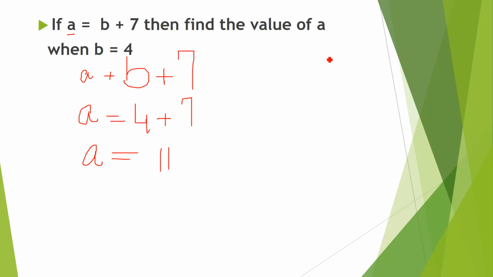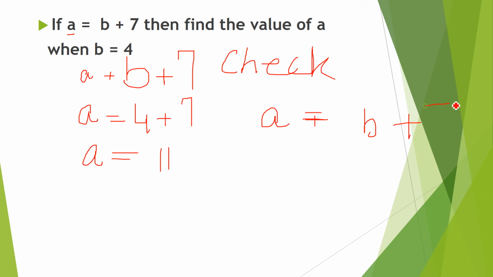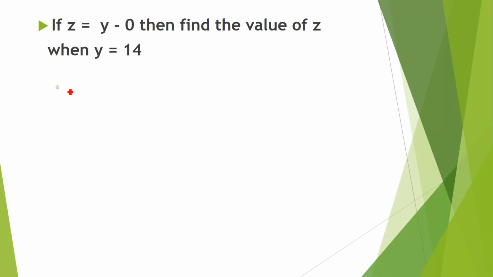So now you can check, right? You can check whether your answer is right or wrong. So how come a is equal to b plus 7, and you have a is equal to 11. We just have calculated and the value of b is 4 plus 7. So 11 equal to 11. Both sides are equal. Left hand side should be equal to right hand side. It means your answer is right. We will solve one more question.